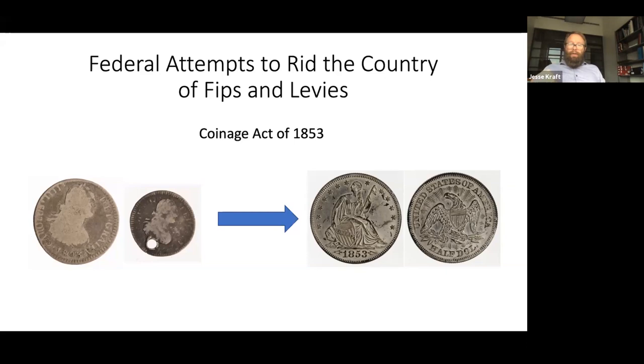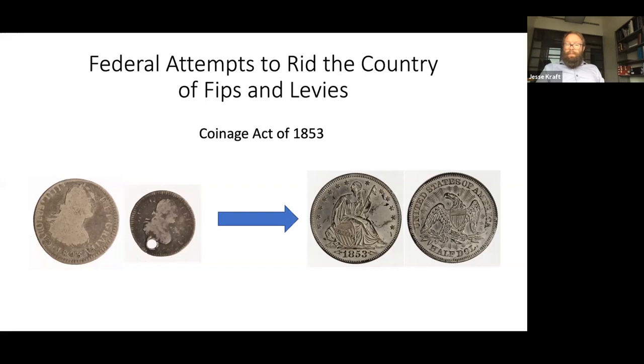So with the Coinage Act of 1853, the mint began to take in these worn pieces of Spanish American silver and turn them into United States coins of a reduced weight. We know these to be the dimes, quarter dollars, and half dollars with arrows or with arrows and rays, as this half dollar shows.